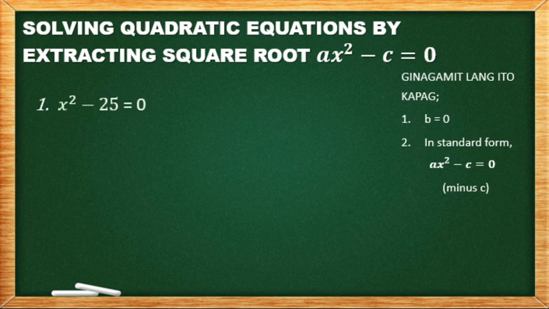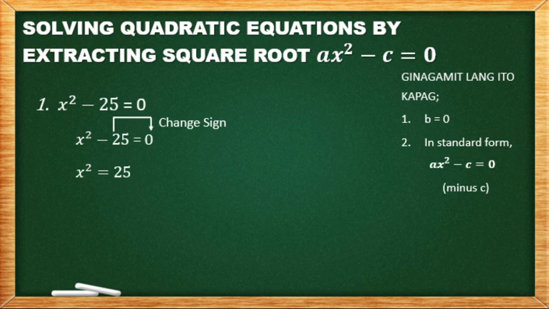So, example number 1, x squared minus 25. Copy first the given. Ang una mong gagawin ay transpose negative 25, so magiging x squared is equal to 25. Change sign, negative 25 magiging positive. After nyan, square root both sides. So, square root of x squared is equal to x, and square root of 25 is 5 or negative 5. Since quadratic equations tayo, may two possible answers tayo: the 5 and negative 5.